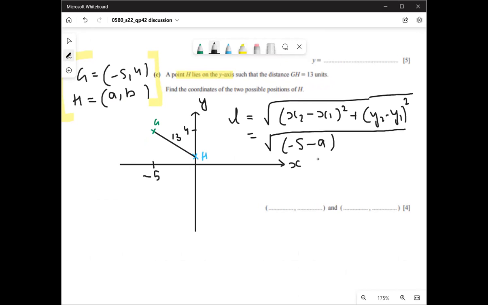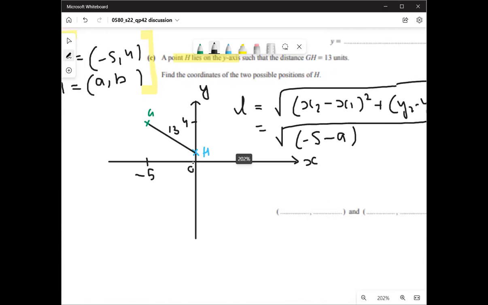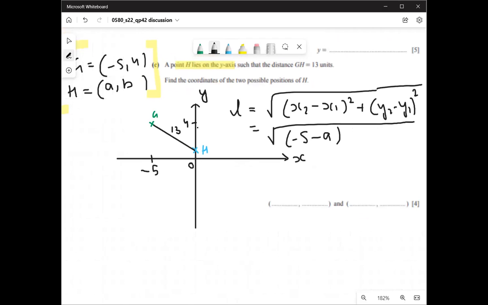But we realize one more thing. H is on the y-axis, right? Therefore, the x coordinate A must be 0. Do you understand why it must be 0? Yes. Because it's on the y-axis, this line. All the points on this line have the x coordinate as 0. So instead of A, let's put just 0.